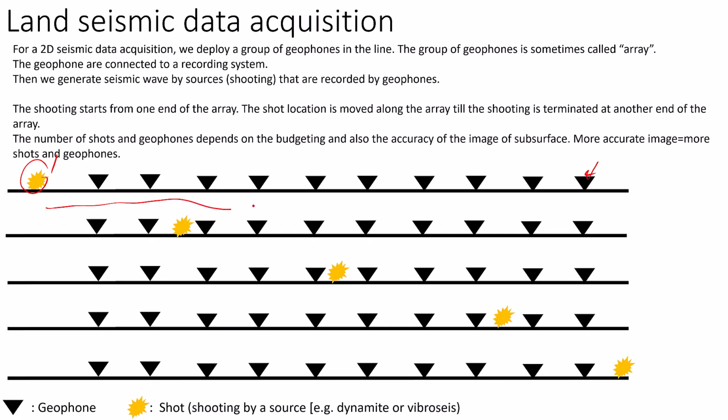Then once we record seismic data, we move the shot forward, and we're going to have another shot record, and then continue shooting. So we scan through the entire array. At the end of the day, we're going to have several shot records, and by processing all of these records, we are able to obtain some image of the subsurface.